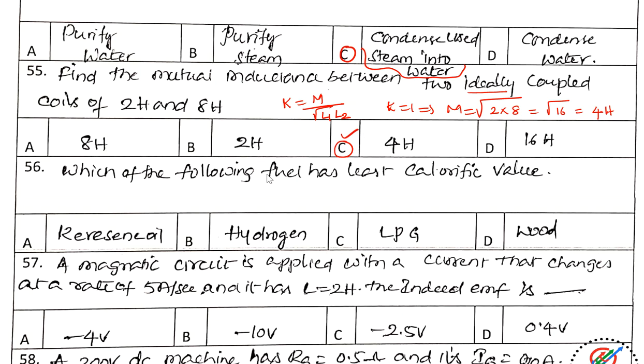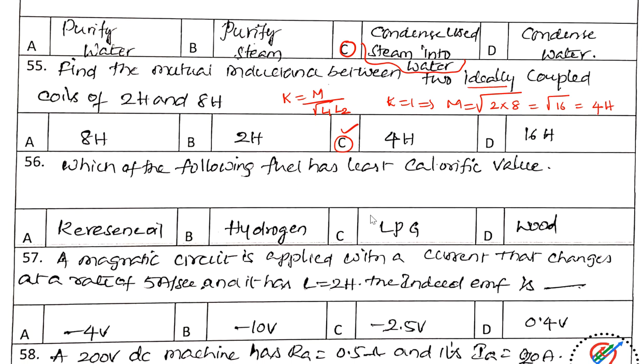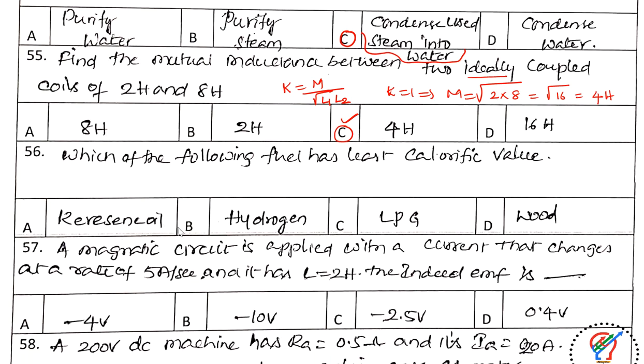Which of the following fuels has the least calorific value? The options are kerosene oil, hydrogen, LPG and wood. So wood has the least calorific value.